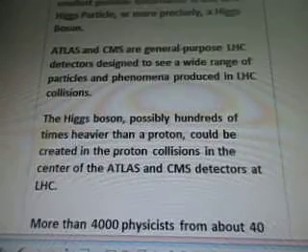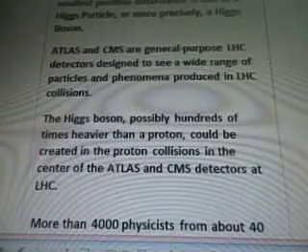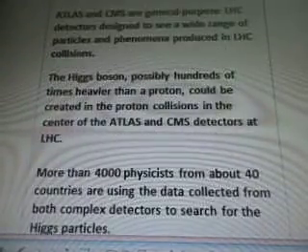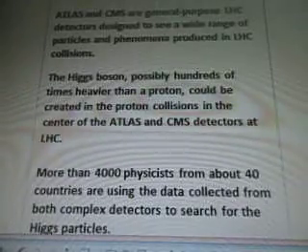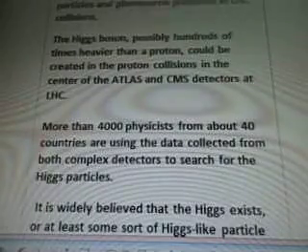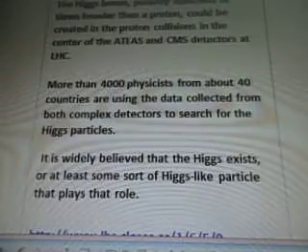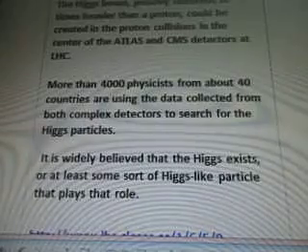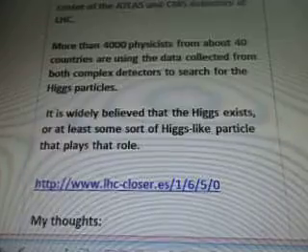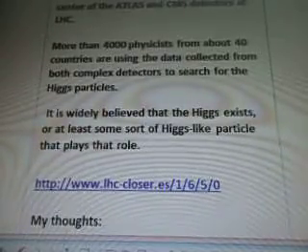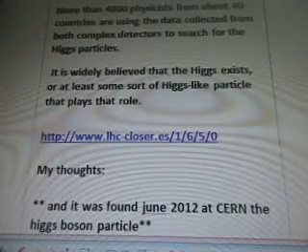"ATLAS and CMS are general-purpose LHC detectors designed to see a wide range of particles and phenomena produced in LHC collisions. The Higgs boson, possibly hundreds of times heavier than a proton, could be created in the proton collisions in the center of the ATLAS and CMS detectors at LHC. More than 4,000 physicists from about 40 countries are using the data collected from both complex detectors to search for the Higgs particles." I didn't know you had that many people looking for it. Wow. "It is widely believed that the Higgs exists, or at least some sort of Higgs-like particle that plays that role."